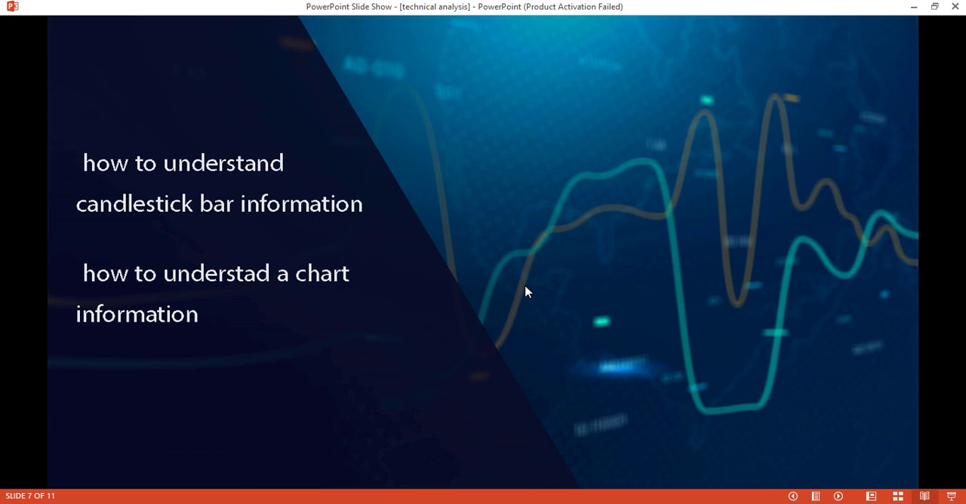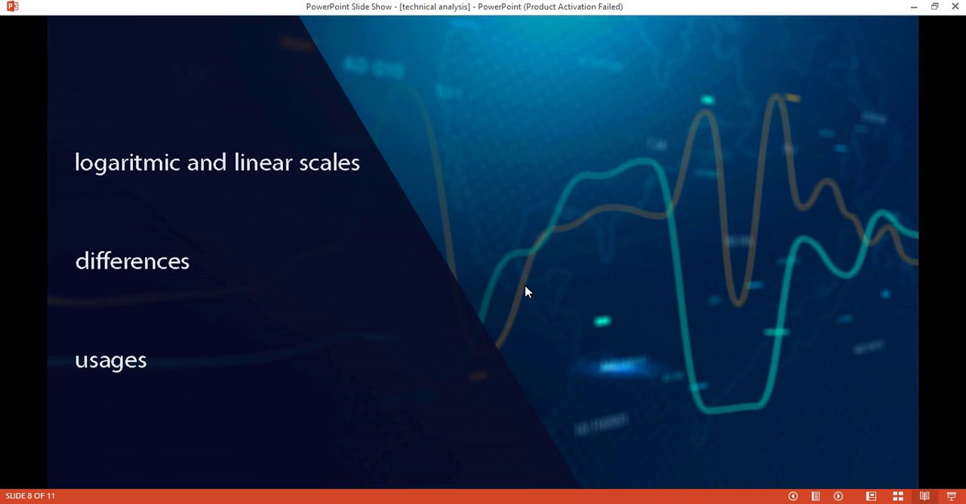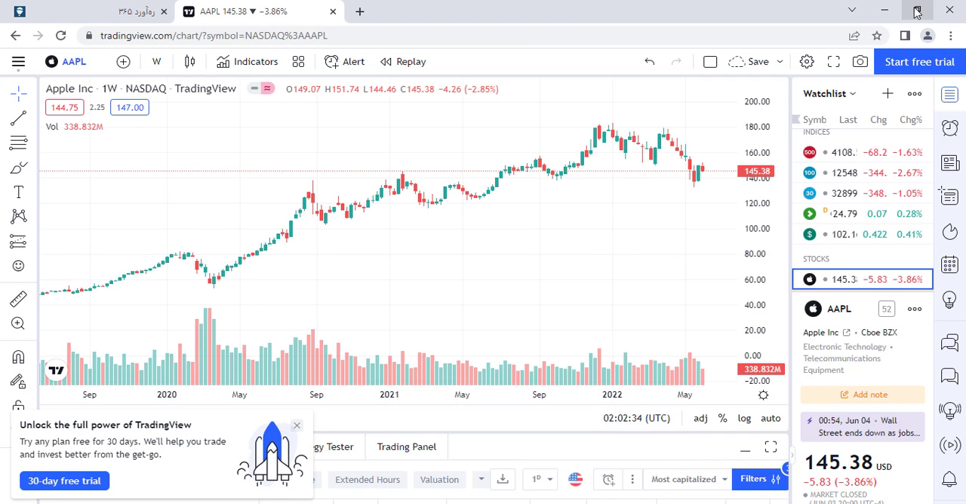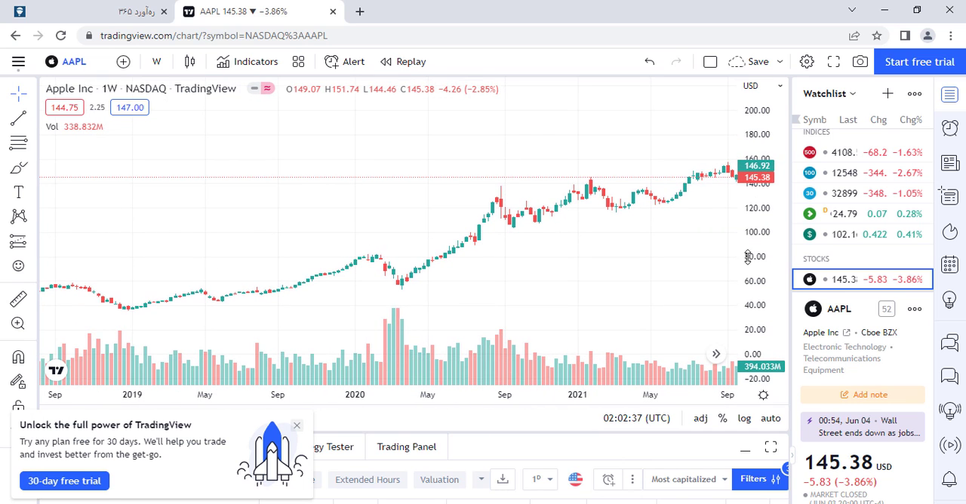Let's go to our PowerPoint. How to understand chart information, we have described these two items. Let's talk about logarithmic scale and linear scale. Well, let's explain it on the chart.